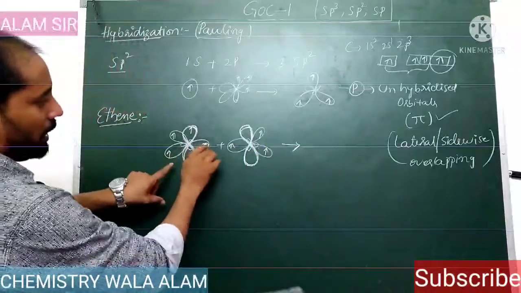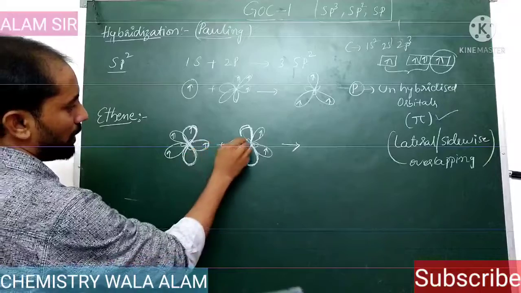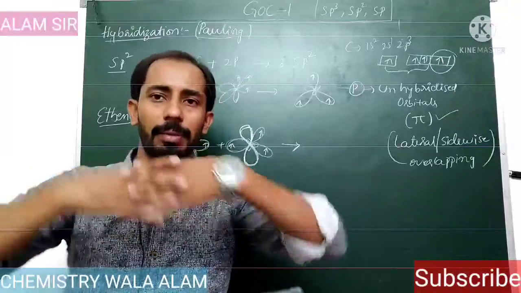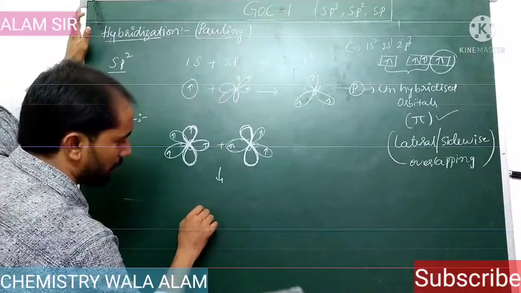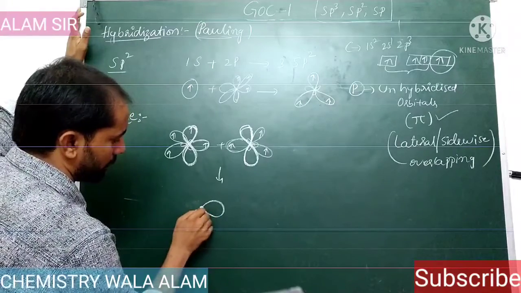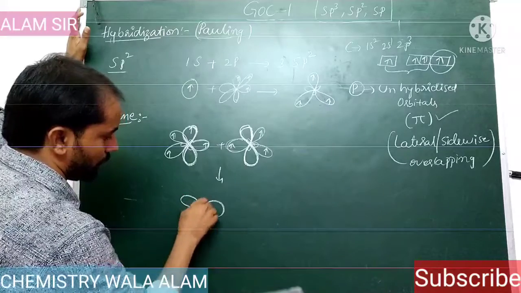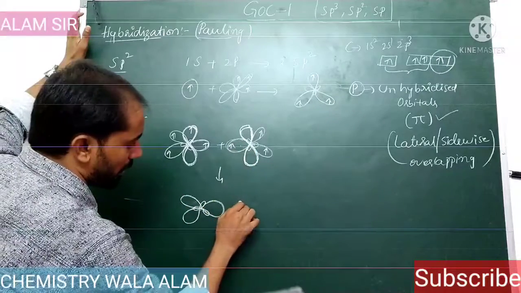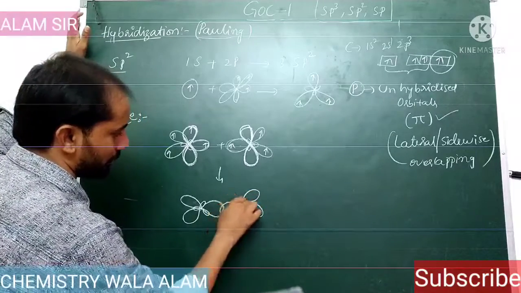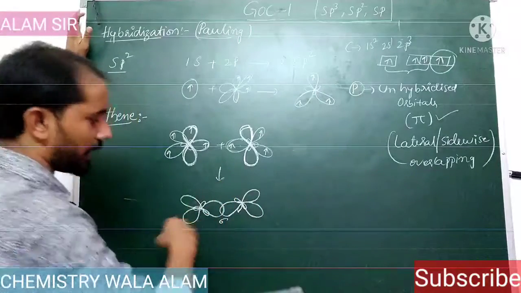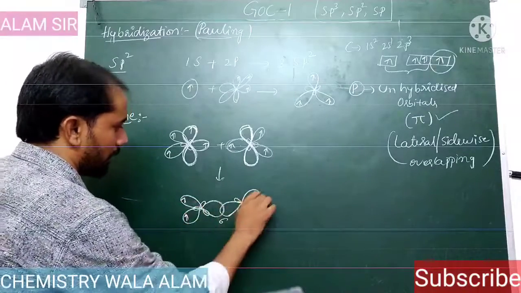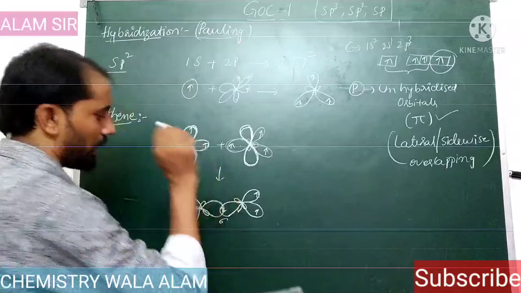So what happens between the two? End-on-end overlapping, which results in the formation of a sigma bond. I will draw it here: 1, 2, 3. This one is partial merging, so like this it can overlap. End-on-end overlapping forms a sigma bond. Here one electron, here one electron, here one, here one. So here there are 2 electrons.